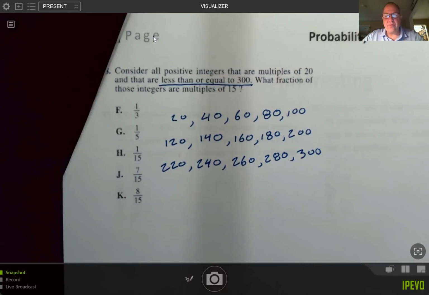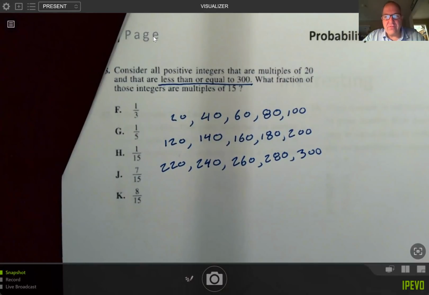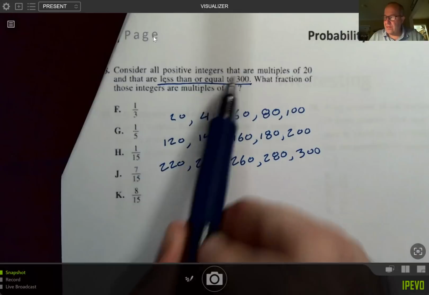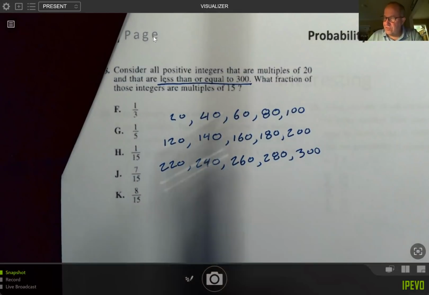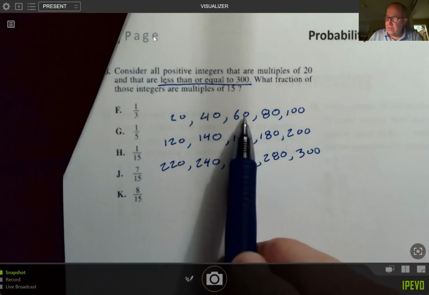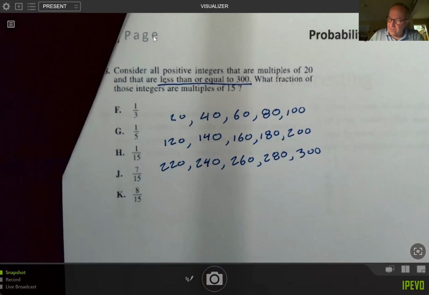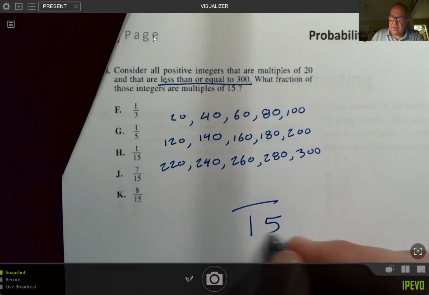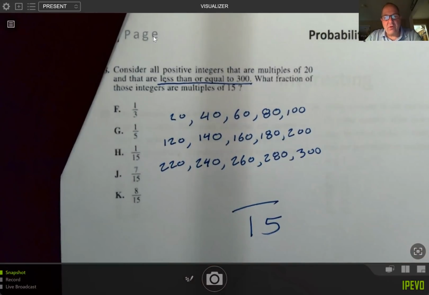Okay, so what I did was I wrote down all the multiples of 20 that are less than or equal to 300. The question says, what fraction of these integers are multiples of 15? First off, there are exactly 15 numbers here, right? Now, multiples of 15. So which numbers could 15 go into?